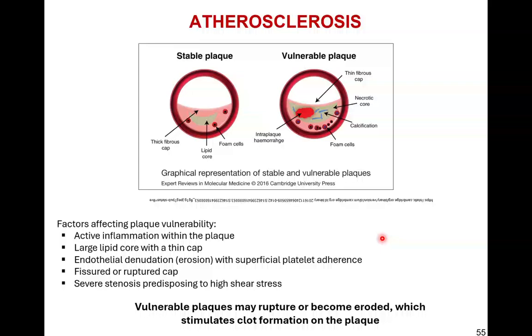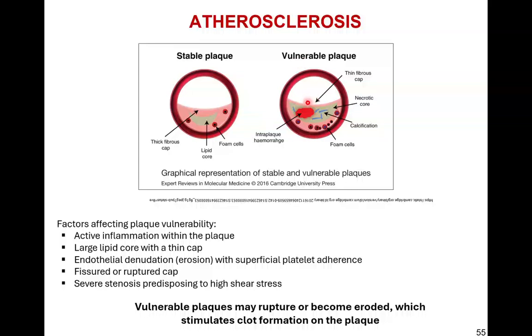Plaques are categorized based on their level of stability, and that's important because when we come back to talking about unstable angina and myocardial infarct, the type of plaque that one has within one's vasculature will eventually determine whether you may see things like stable angina or whether you might have a myocardial infarct. So we've got stable plaques versus vulnerable plaques.